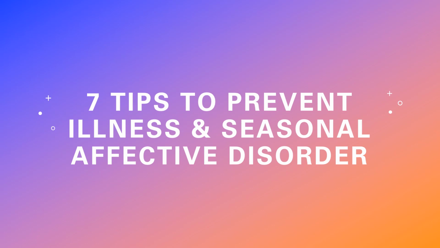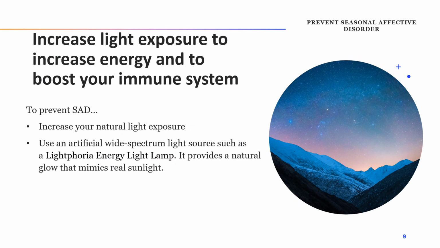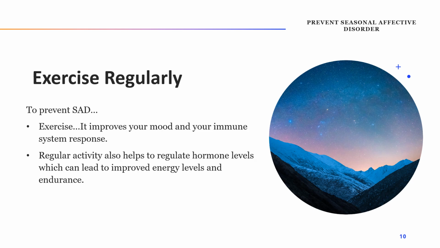Here are 7 tips to prevent illnesses and seasonal affective disorder. We want to increase our natural light exposure whenever possible. But if that is not a possibility for you, there are other options, including wide spectrum lights that can mimic the sun and still give us a similar response. So in one way or another, we need to increase our light exposure. Exercise. Exercise is important for our mood and our immune system as well. Regular activity can help us regulate our hormones, it can improve our energy levels and our endurance in general.